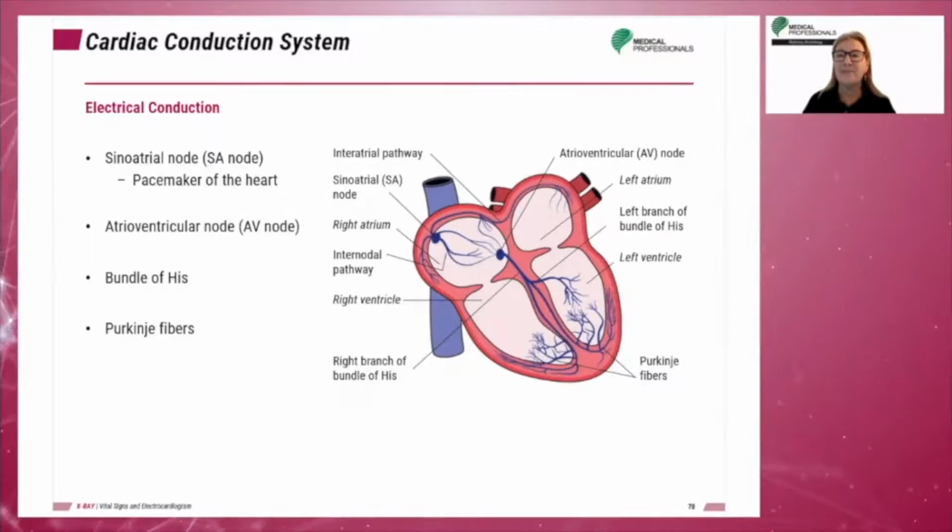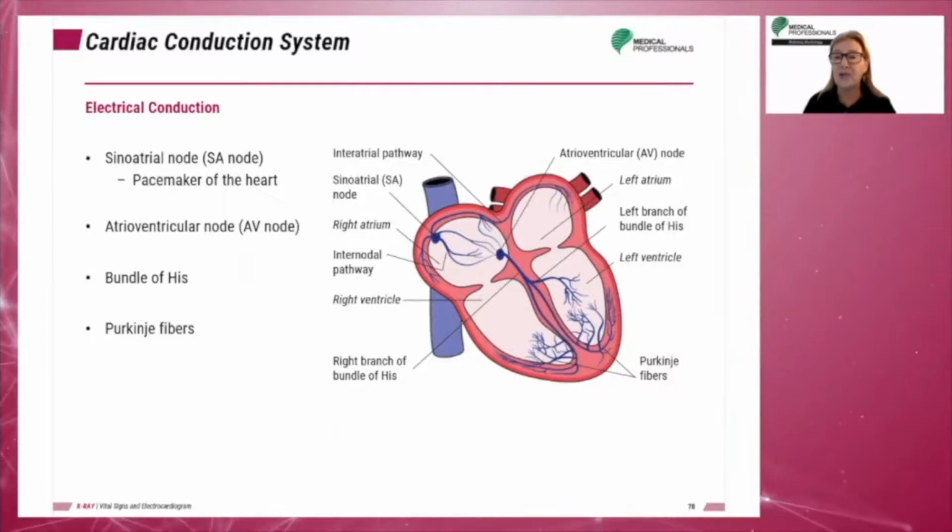The conducting system consists of the sinoatrial node, or SA node, which is the pacemaker of the heart, the atrioventricular node, or AV node, the bundle of His, and the Purkinje fibers. The SA node generates an electrical signal which activates the atria. It can initiate 60 to 100 impulses per minute and is responsible for the rate and rhythm of the cardiac cycle.